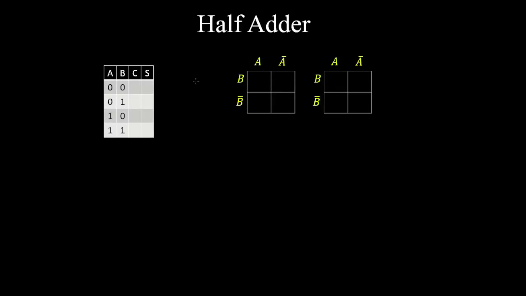Today we'll build a logic circuit for a half adder and implement it in Tinkercad. So the half adder takes two inputs, being 2 bits, and adds them together.